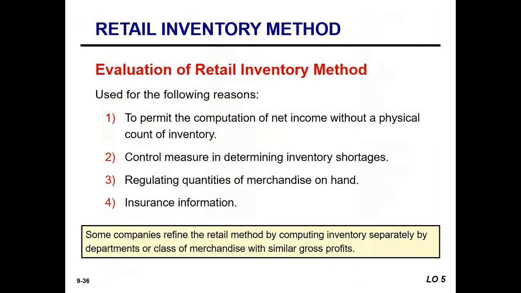And then the retail inventory method, again, as we talked about, the reason that companies like to use this is to permit the computation of net income without a physical count of inventory. So we use this in interim periods, right? If we're preparing our financial statements on a monthly basis or a quarterly basis, we use this retail inventory method to estimate the cost of our ending inventory without actually taking a physical count, right?